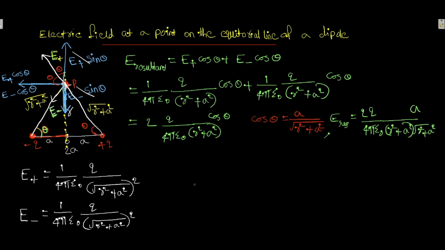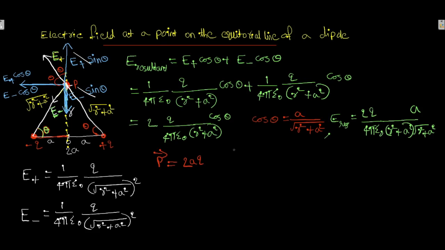This 2a into q is the dipole moment. Then we write the electric field intensity at point P: E is equal to, when we replace 2a into q with the dipole moment P, P divided by 4 pi epsilon 0 times r square plus a square into root r square plus a square, which we can write as r square plus a square, the whole raised to 3 by 2.